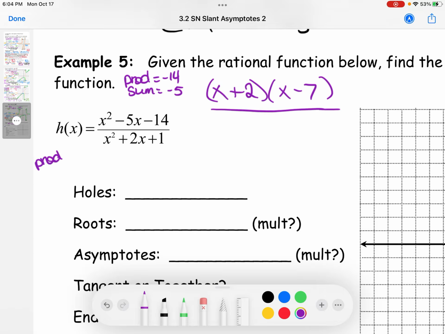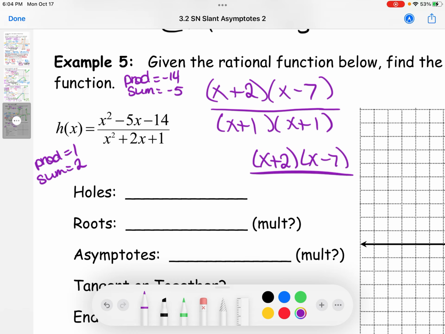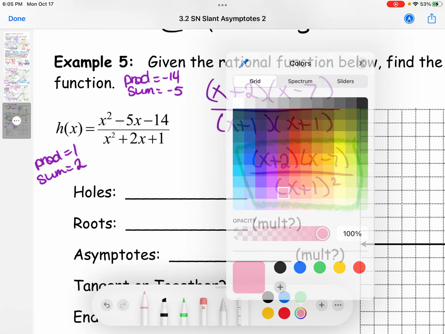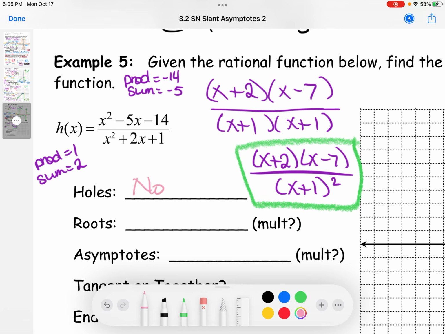Then in that denominator, we would need a product of 1 and a sum of 2. And you're thinking, there's no way. But actually, yes, there is. That is x plus 1 times x plus 1. So that is a squared factor in the denominator. So x plus 2 times x minus 7 all over x plus 1 quantity squared. This is simplified factored form. Now, no factors divided out, so there are no holes in our graph.